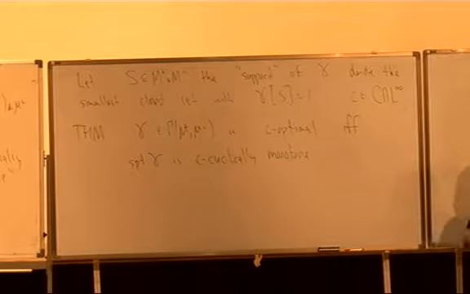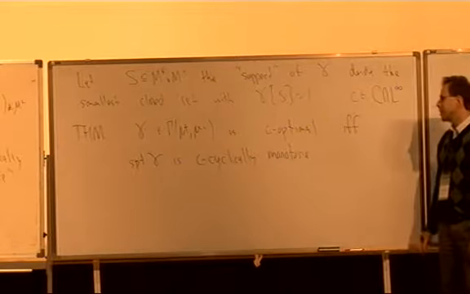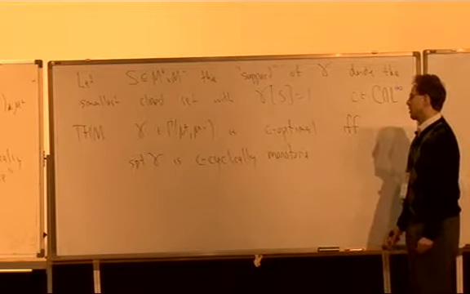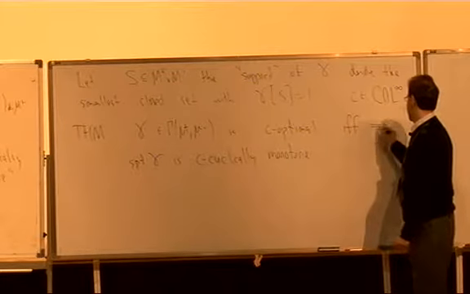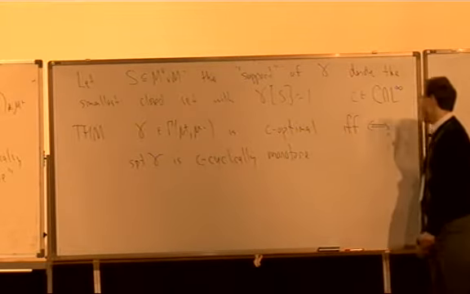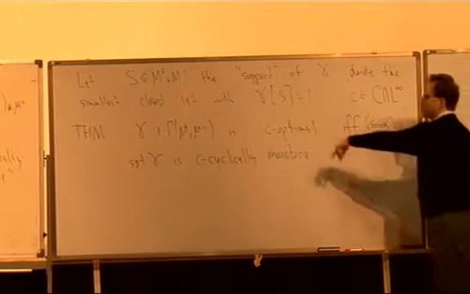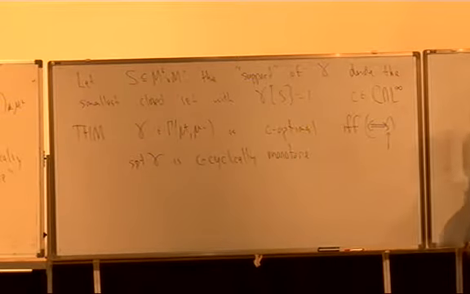And for us today, I'm only going to try to motivate one direction of this if and only if. I'm going to try to motivate this direction. So this is the one I'm going to try to motivate. So what's the idea? Suppose I have a gamma and its support is not C-cyclically monotone.